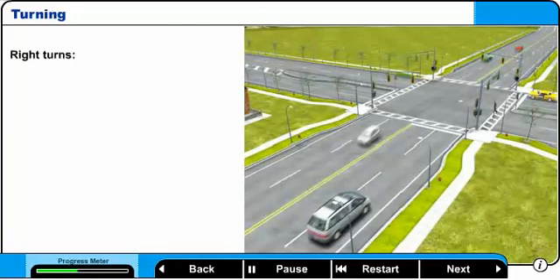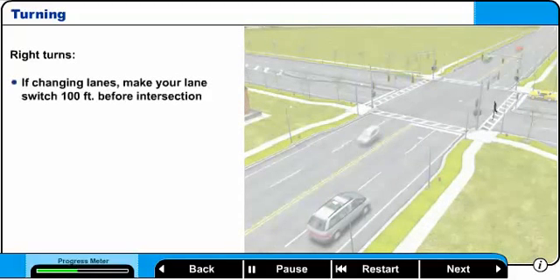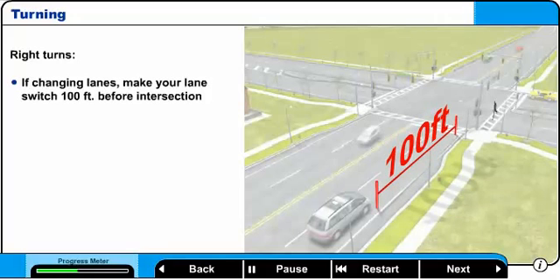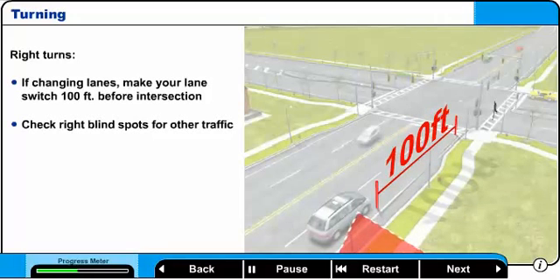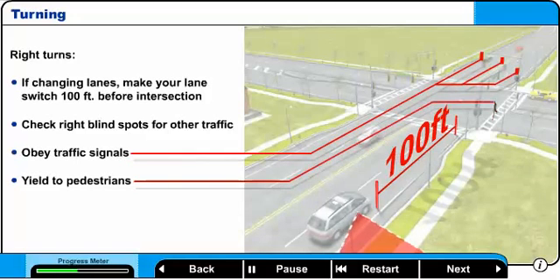Making a right turn is done much the same way as making a left turn. The only difference is that you turn right. If changing lanes, make your lane switch 100 feet before the intersection. Check your right blind spots for other traffic. Obey traffic signals, yield to pedestrians, and make the turn when it's safe and clear to do so. Be careful not to drift wide into the left lane while making the turn, as you could be sideswiped by traffic in the left lane.